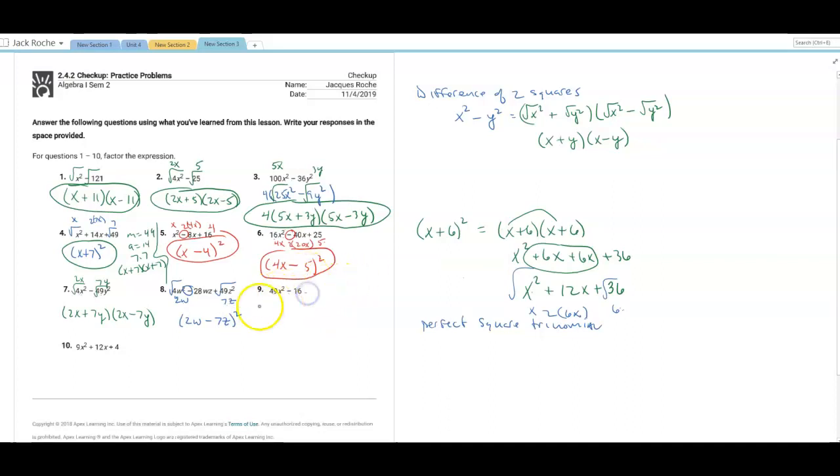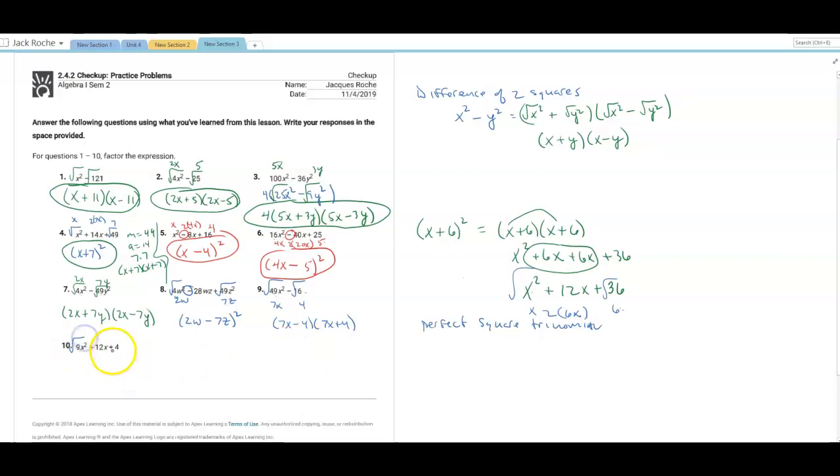Number 9, two terms linked by subtraction. Can I take the square roots? The square root of 49x squared is 7x. The square root of 16 is 4. So right away, two perfect squares linked by subtraction. 7x minus 4 times 7x plus 4.